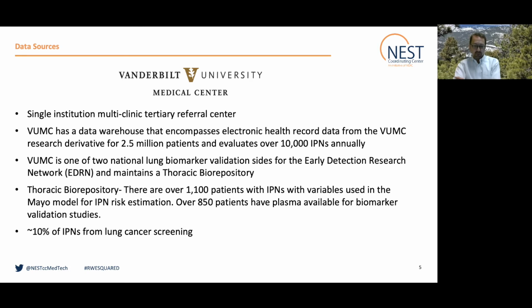And finally, of note, especially as we talk about this further, about 10% of the IPNs within this data set are arising from lung cancer screening.